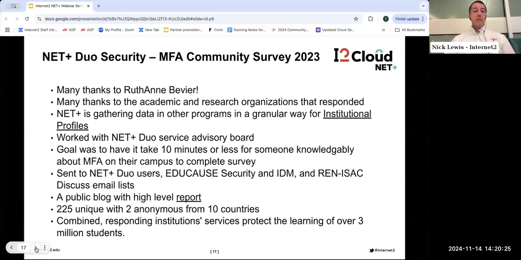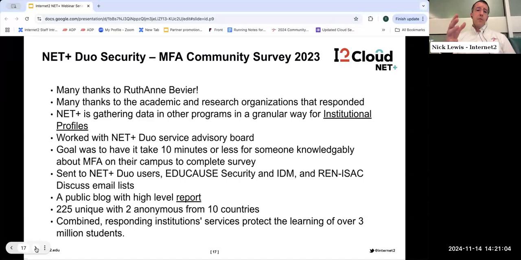One of the things that we've done in the Net Plus Duo program: in 2023, we did a multi-factor authentication community survey, to follow up on a 2020 survey that we did. Many thanks to Ruth Ann BVA for writing the report based upon the survey data, and many thanks to the academic and research organizations that responded to the survey. There were 225 unique campuses, with 2 anonymous, from 10 countries. So it's a fairly wide sample across US higher education.